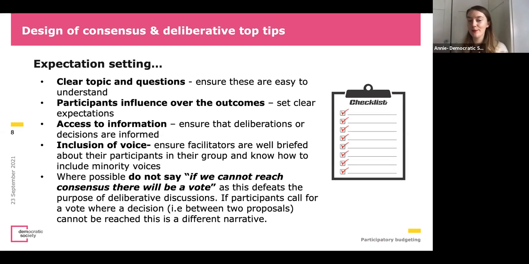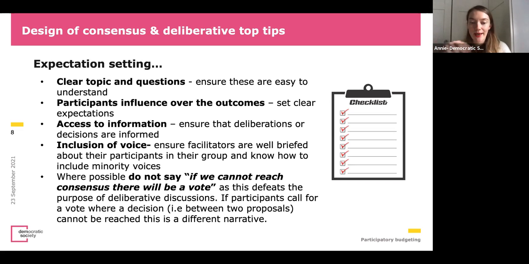Because what happens then is people will go, okay, well, it doesn't matter because there's going to be a vote. And that kind of defeats the purpose of having these discussions and getting them to listen to each other's lived experience. So what you could do is, if participants themselves in the group call for a vote, so if they say, look, we're really struggling, we can't get to a point where we all agree, and if they say, can we just have a vote, that's them sort of pitching it to you, so you can go, okay.